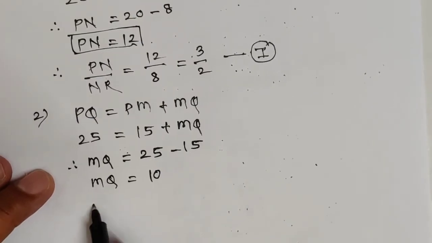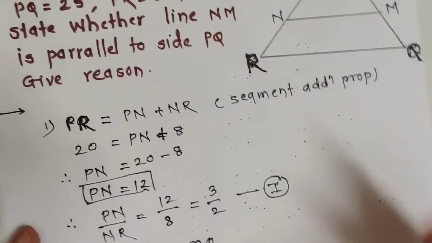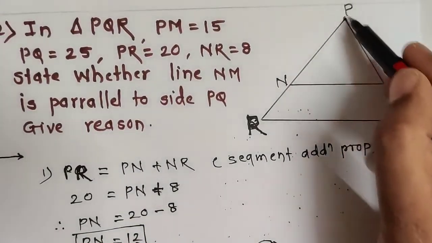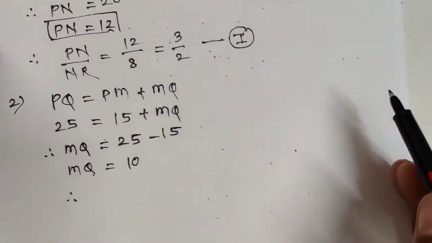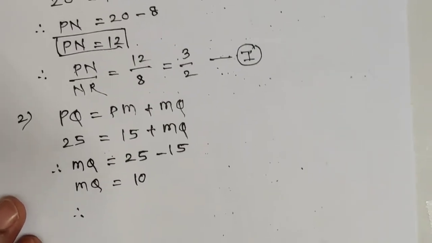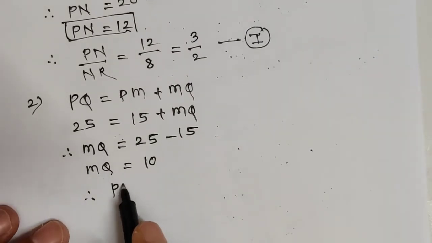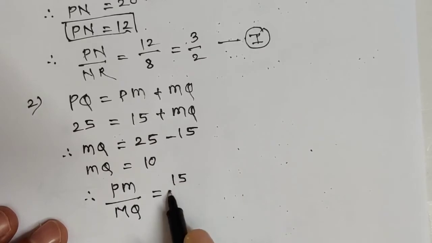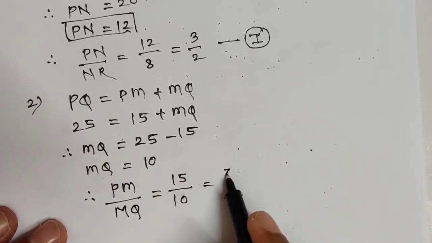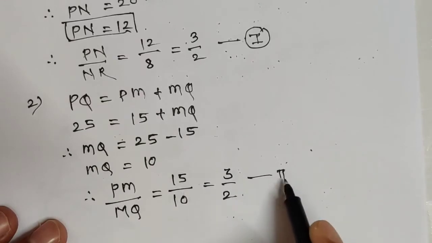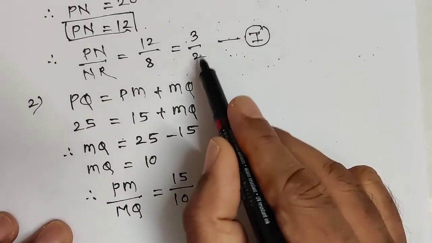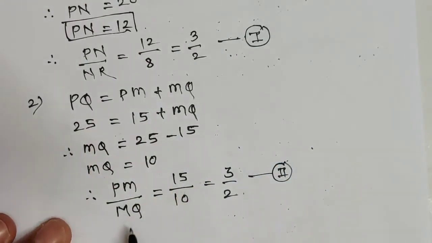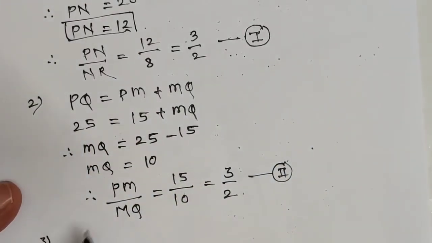Then we get the ratio of PM by MQ in this figure, the second ratio. So the second ratio PM upon MQ. PM is given 15 and MQ we get 10. So 5 threes are 15 and 5 twos are 10. It is 3 by 2 again. If we observe statement 1, this PN by NR is 3 by 2. So from statement 1 and statement 2, what do we get?